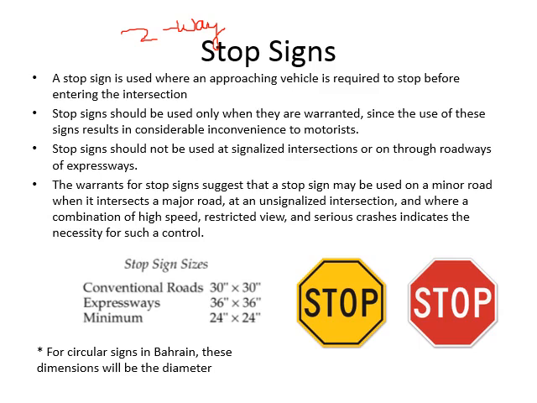They should not be used at signalized intersections because then they will conflict with the light of the intersection. Maybe it's indicating green, but there's a stop sign, then there's a conflict. So we avoid that. Secondly, you should not use it on through roadways of expressways. So if there are through lanes on the expressways, arterials, don't use them there on through roads, especially when they are on arterials and expressways, because drivers are not supposed to stop there. They're going at high speeds.